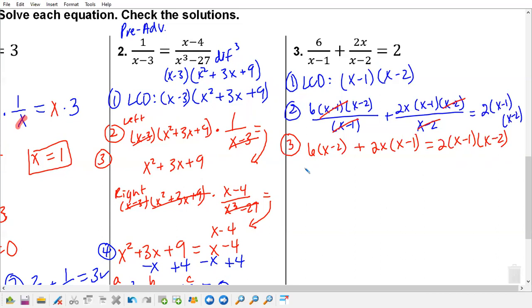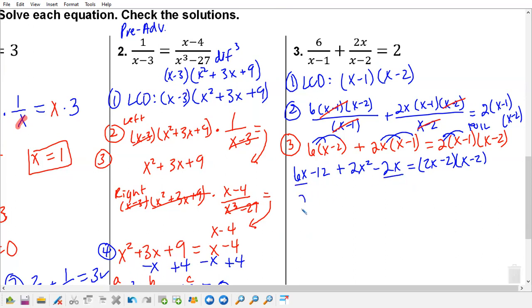And I'm going to simplify all of this. So when I'm simplifying, that means I'm going to have to distribute. So distribute, distribute, and FOIL, which is just double distribution. So we have 6x minus 12 plus 2x squared minus 2x equals 2x minus 2 times x minus 2. Keep cleaning this up. I have 6x and negative 2x. So that gives me 2x squared plus 4x minus 12.